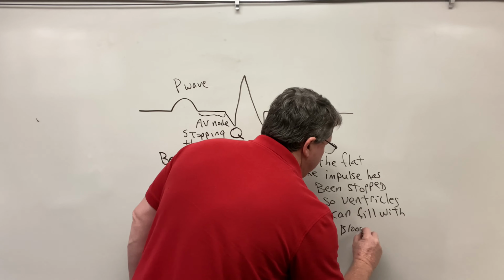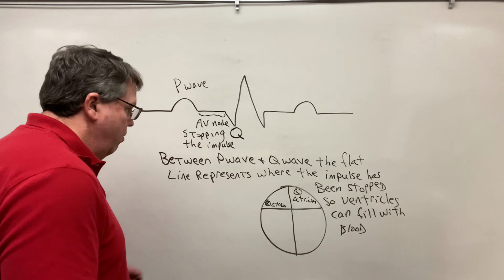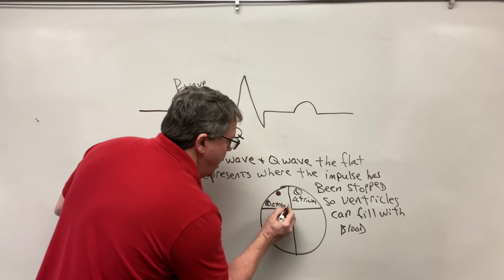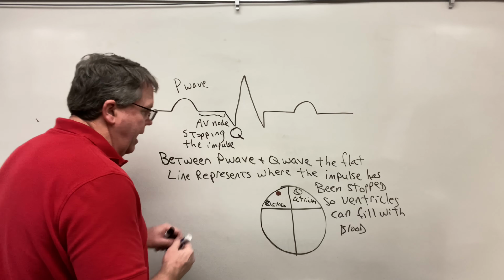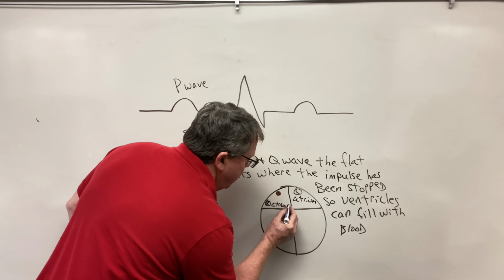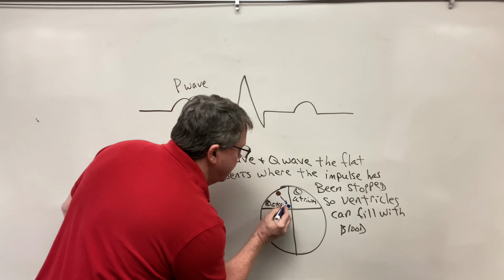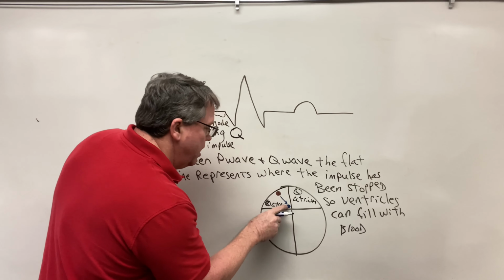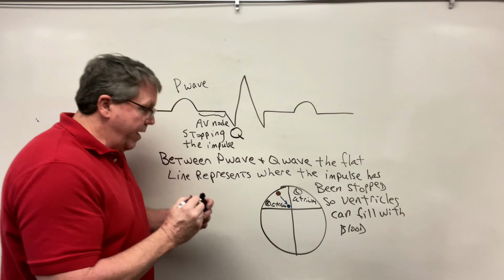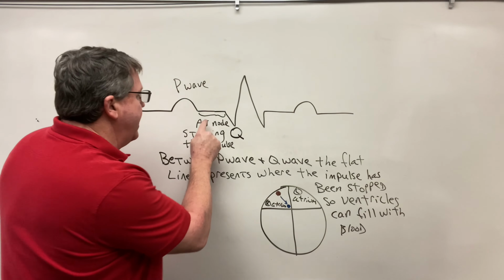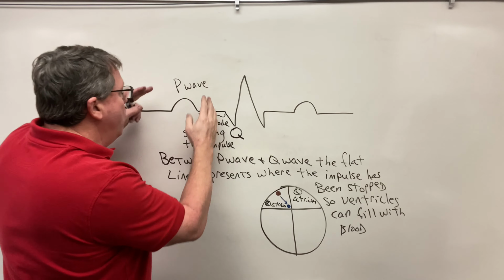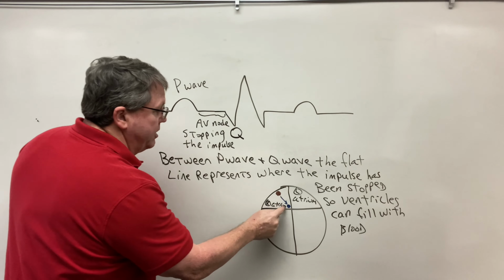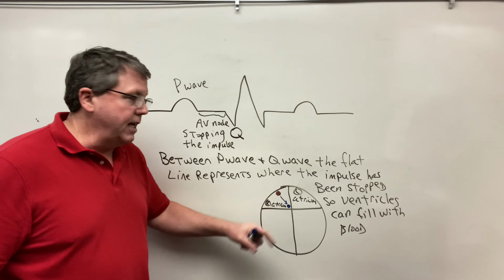Okay, so if we recall, when we talked in another video, I have my SA node up here, and then I have my AV node down in here. The SA node is going to send signals not only to the atria to make them contract, but also to this AV node. And then the AV node is going to stop that signal, and that's what you see happening right here. So these are contracting, this is keeping the ventricles from contracting, and it stops the signal right here.